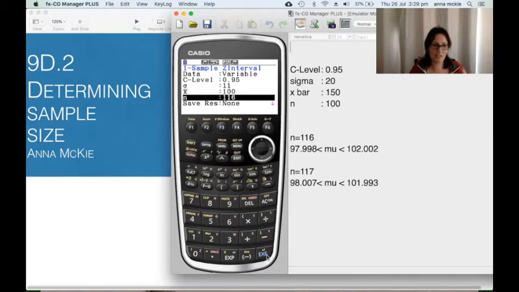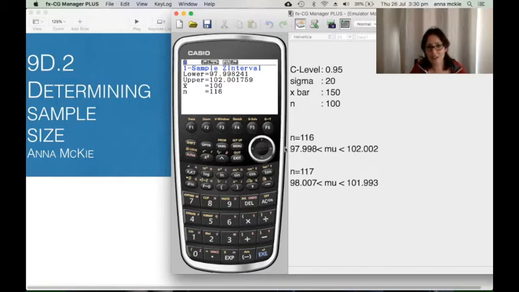So we put it in for a sample size of 116 and we get a confidence interval of 97.998. I've written that off to the right hand side here, and the upper is 102.002. So that's what we get for 116. Let's do 117 while we're here, just changing one number, and we get what I've got written off to the right, 98.007 and 101.993. And we're interested in the width between those.